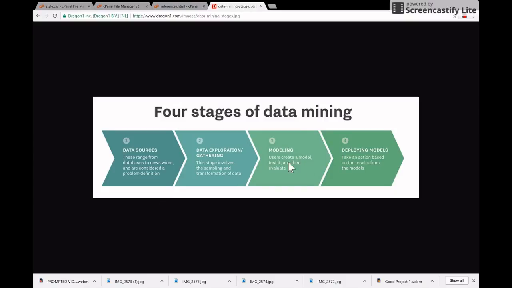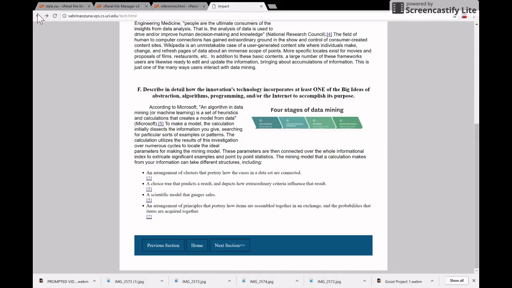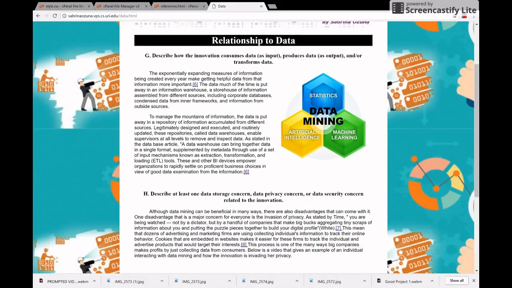If we see here, there are 4 stages. The first one is data sources. The second one is data exploration or gathering. The third is modeling. And finally, the fourth is deploying models. Here we have the relationship to data.